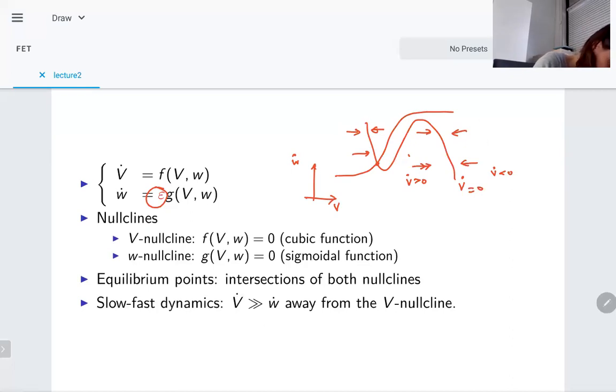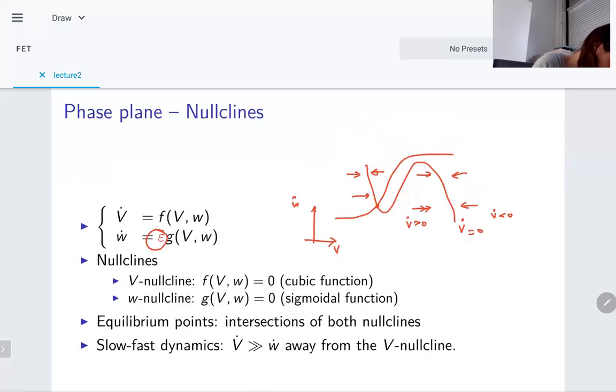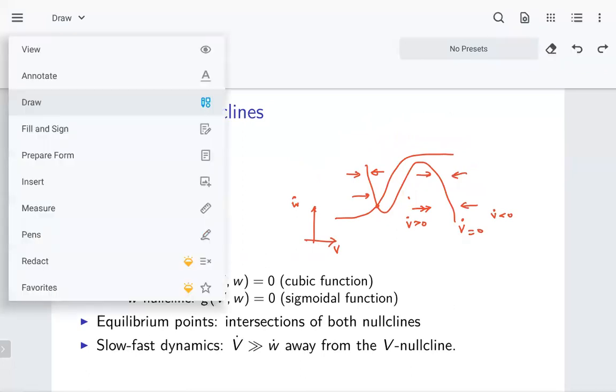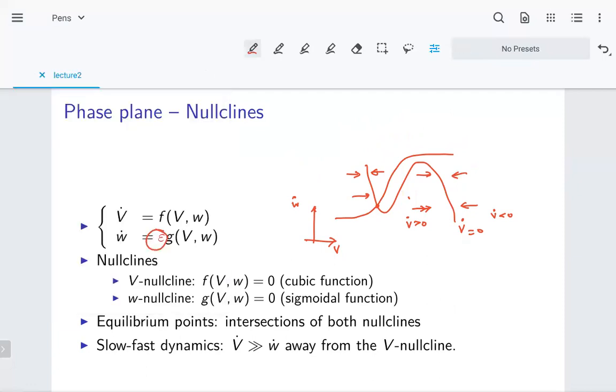I want, sorry, I want to change the color, but I don't know how to do it. Anyway, so let's see what happens with that trajectory.